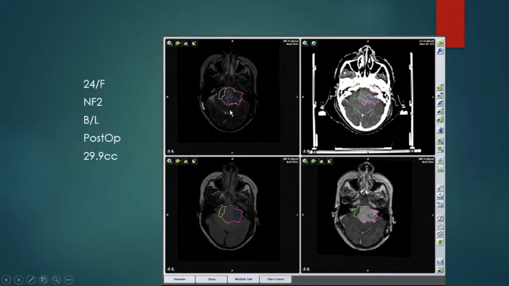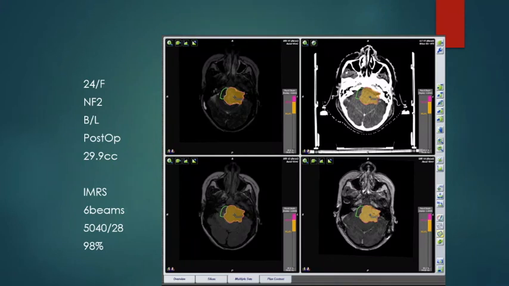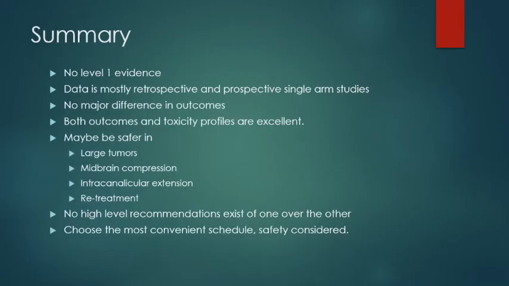The second patient is the last patient here. You can see this is the kind of tumor that you simply cannot treat with single fraction radiosurgery. So this patient received a full dose of 50 gray in 20 fractions, and these are the odd kind of patients that will not be very common, but when they come, you cannot treat them with anything apart from a protracted 5 weeks of treatment. So this is the summary. There is no level 1 evidence. The data is mostly retrospective and prospective single-arm studies, and there are no major outcome differences.